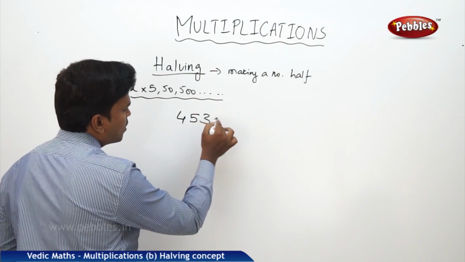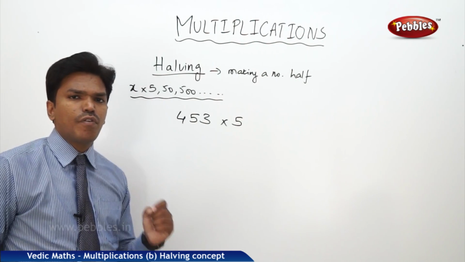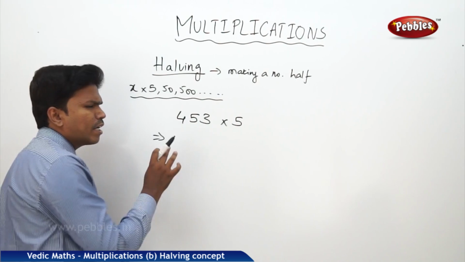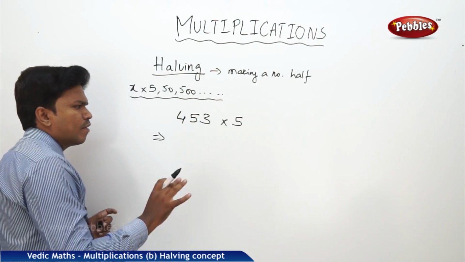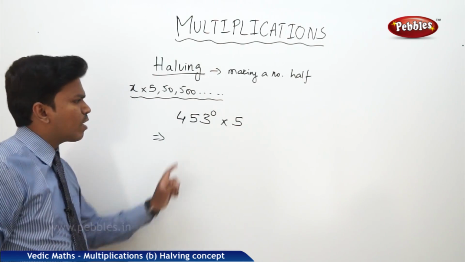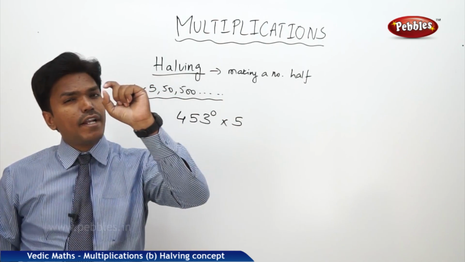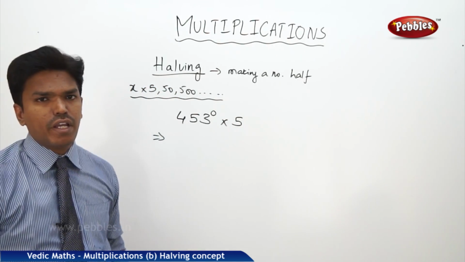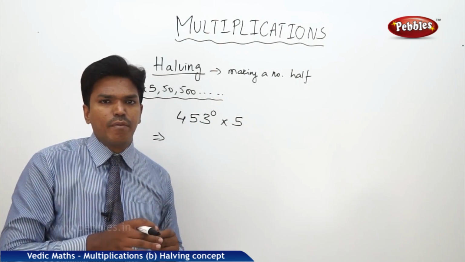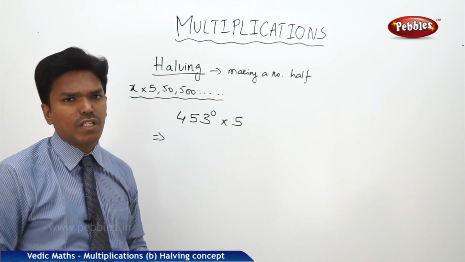Now take 453 into 5. So I want to multiply 453 into 5, right? Now see here, how can we do this in an easy and simple way? First, simply add a 0 at the end of the number. So what is the given number? 453. So simply add a 0 at the end of the number, so that it is visible as a separate thing which we put there, but it is actually not there. So what is the number? 453. Simply put a 0 at the end.